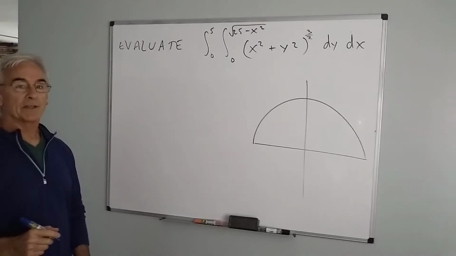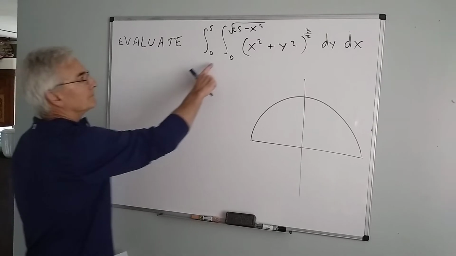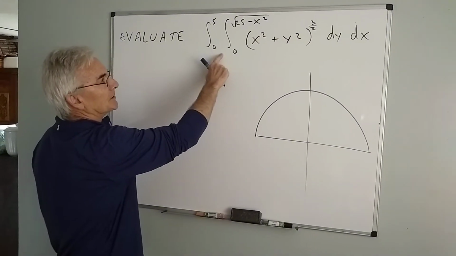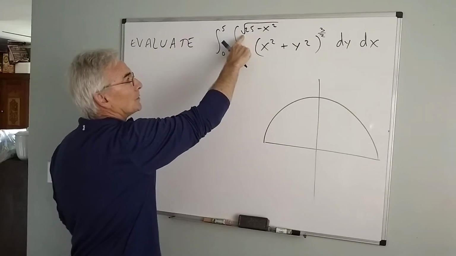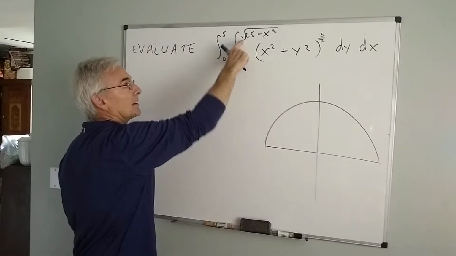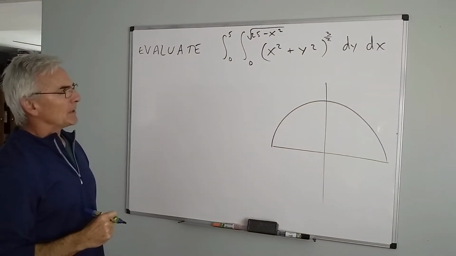I want to evaluate a double integral using polar coordinates. If you notice right now, the limits of integration suggest that this is the top half of a circle of radius 5, because y equals the square root of 25 minus x squared is just half of x squared plus y squared equals 25. We have a couple of problems here.